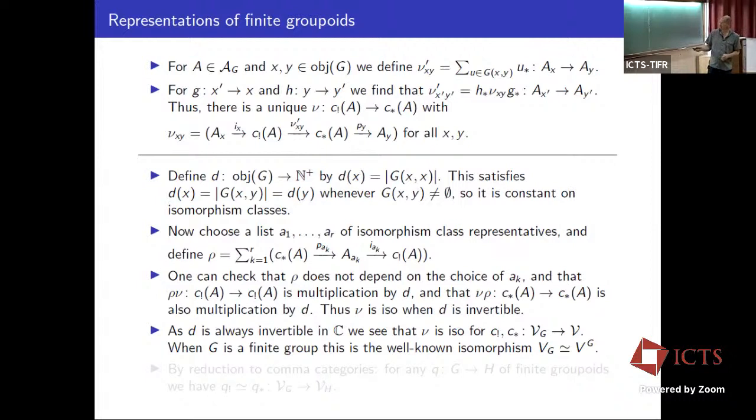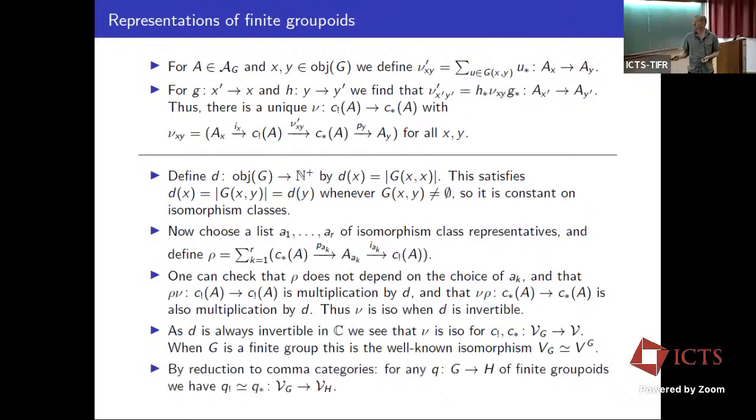Yeah, and so D is invertible. You find that there's a nu which is an isomorphism between the co-limit and the limit. When G is a finite group, this is just the standard isomorphism from the co-invariance to the invariance, just written in a slightly fancy way. And it still works.